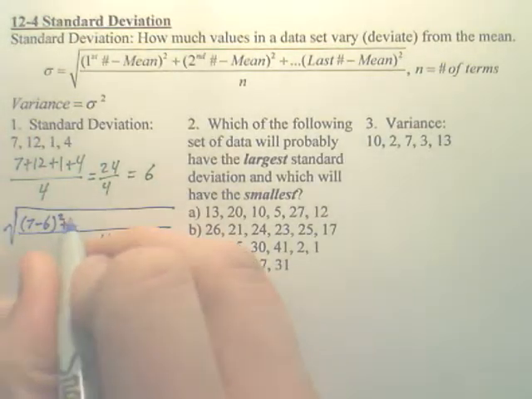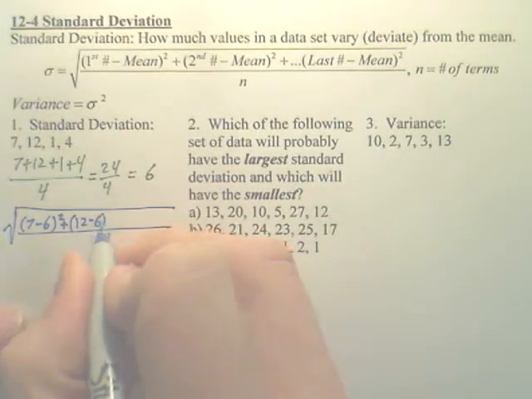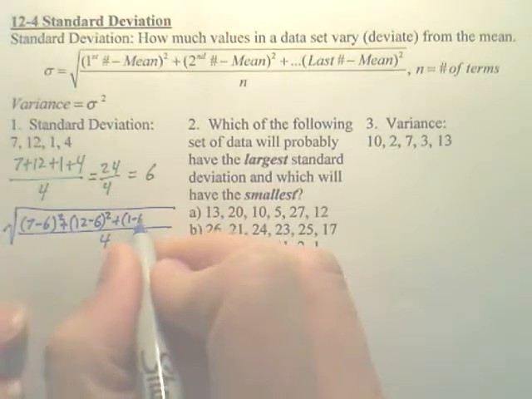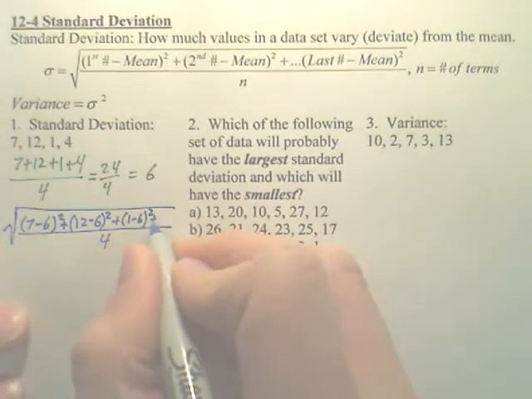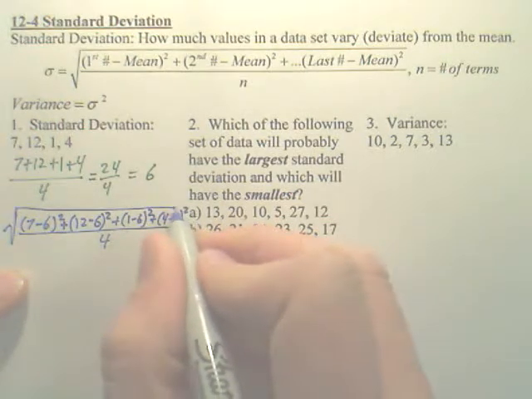And then you add, do it again. My next number is 12. Subtract my mean and square it. My next number is 1. Subtract my mean, square it. And my next number is 4. Subtract my mean, square it.